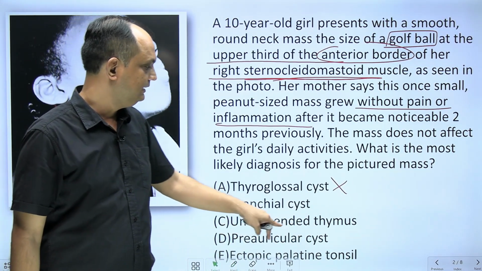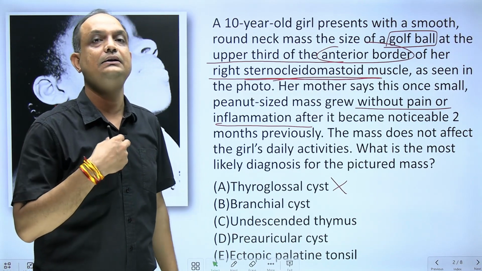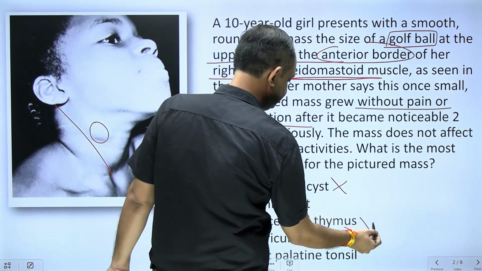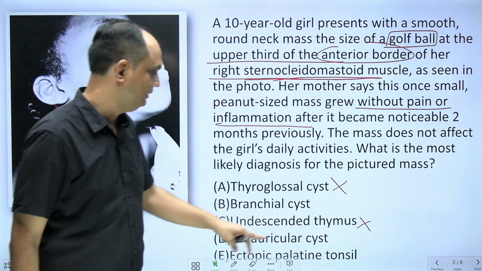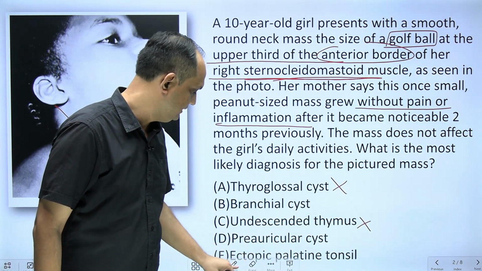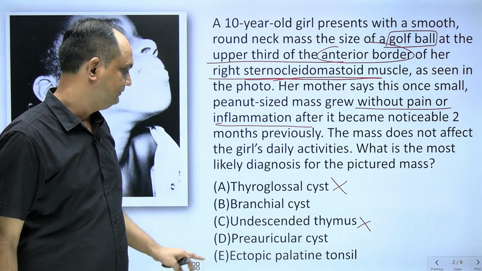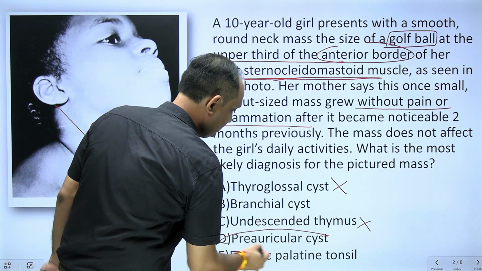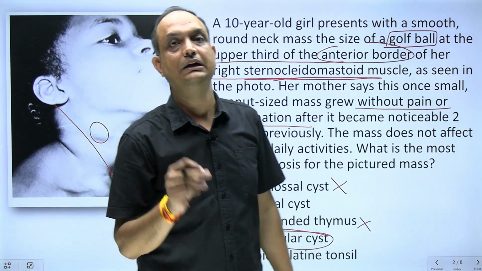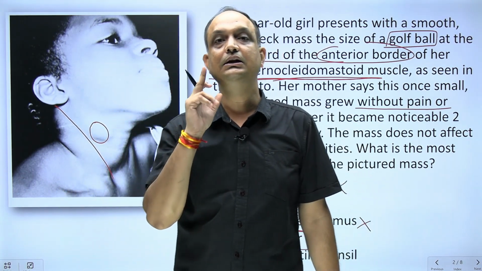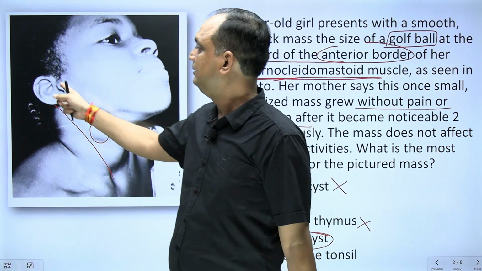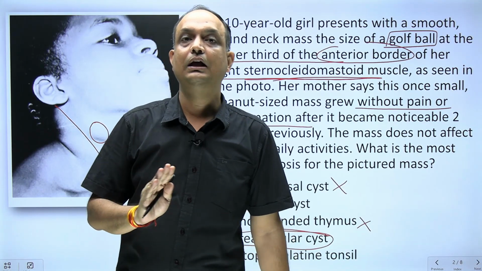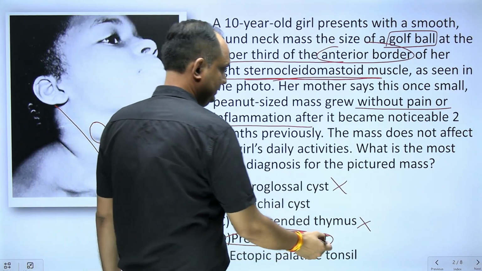Then you have undescended thymus. Again the undescended thymus is a midline structure, so it cannot be the answer. Then you will have preauricular cyst and ectopic palatine tonsil. Now my dear students, these preauricular cysts are always and always related with the external ear defects. But in this diagram you can see the external ear is purely normal, it is not having any defect, so it cannot be the answer.